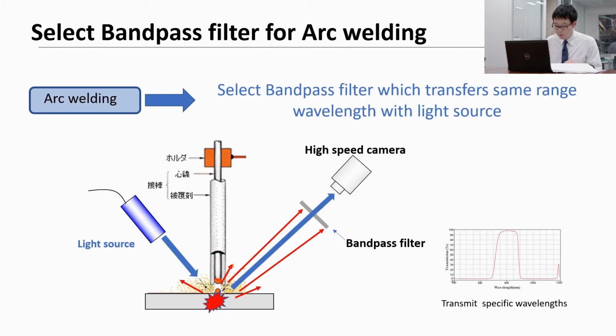About shooting arc welding. It is common to use a light source to illuminate the area around the welding pool. And it is common to select a bandpass filter, which transmits only the same range of wavelengths as the light source. Like in this figure, by using a bandpass filter, we can visualize the welding pool clearly, while blocking the strong light around the welding pool and transmitting only the same ranges of wavelengths as the light source.